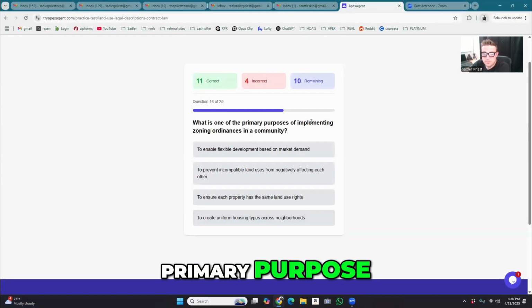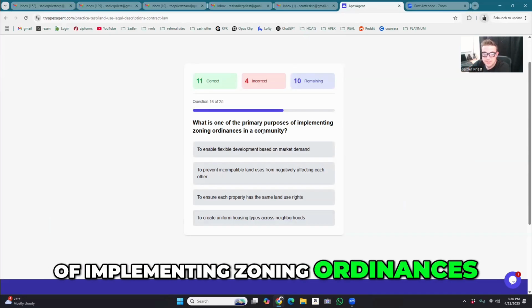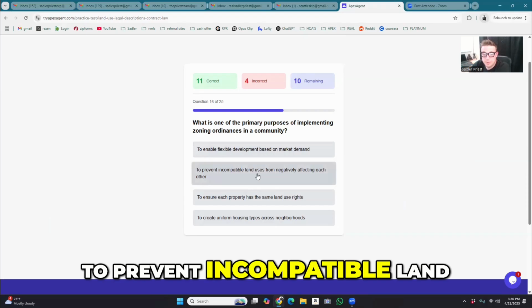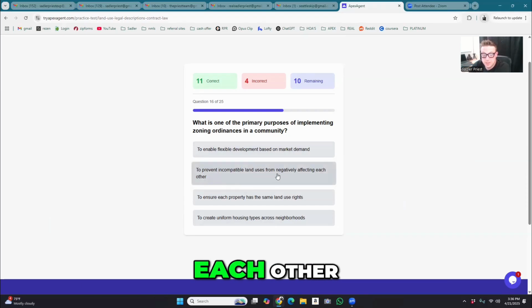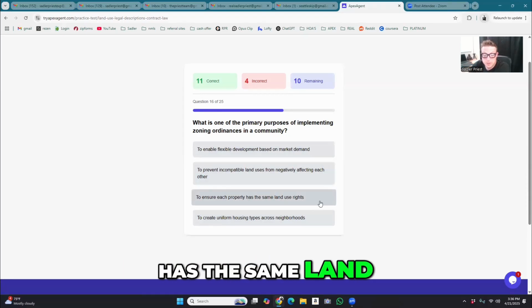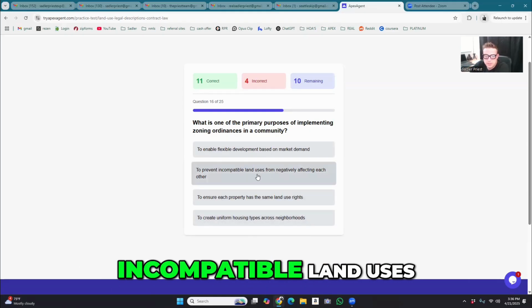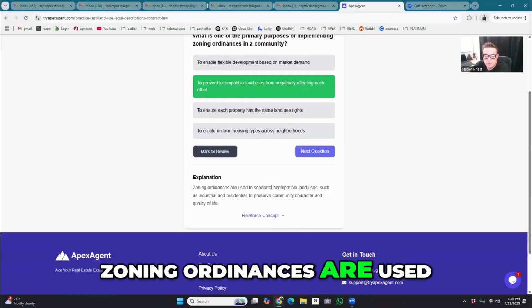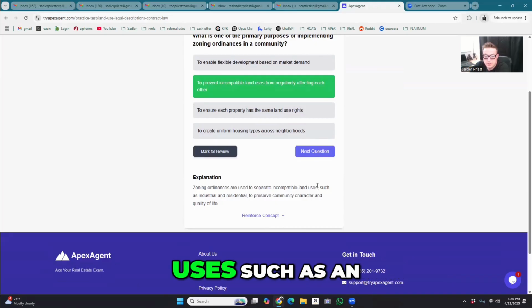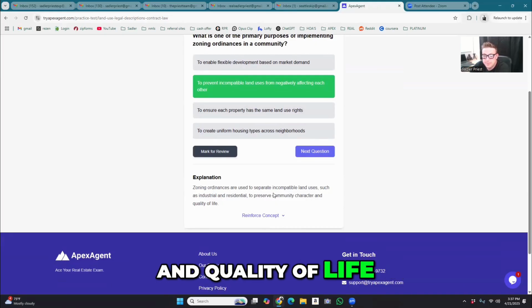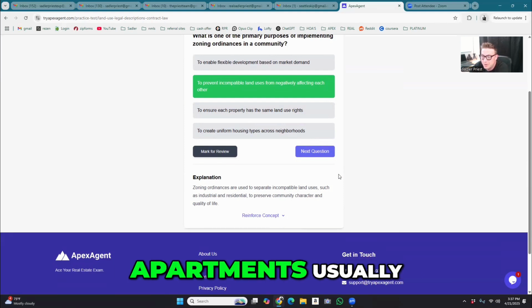What is the one primary purpose of implementing zoning ordinances in a community? To enable flexible development based on market demand, to prevent incompatible land uses from negatively affecting each other, to ensure each property has the same land use rights, to create uniform housing types across the neighborhood. I believe it's prevent incompatible land uses. Yeah. Zoning ordinances are used to separate incompatible land uses, such as industrial and residential, to preserve community character and quality of life. So they don't just want a brand new residential home on Main Street. You know, they want to keep businesses and such there, in apartments usually.